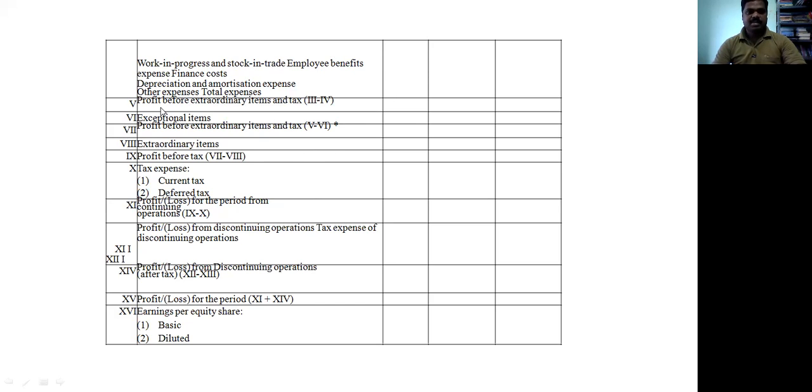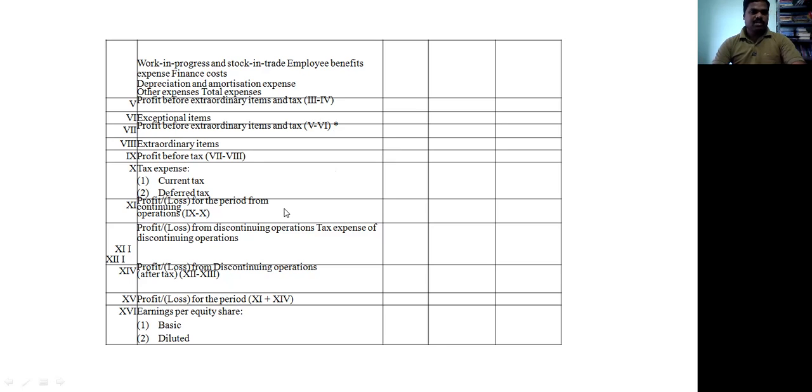Total income minus expenses is the profit before extraordinary items and tax, and the total exceptional items are to be taken into account for the calculation of profit before extraordinary items and tax. And overall, the extraordinary items, whatever, 6 minus 7, will become profit before tax. The tax expenses are also to be taken, current tax and deferred tax. For all, if any adjustments are there, a note number is to be given. If an adjustment is not there, the note number can be skipped and you can go to the next note number.